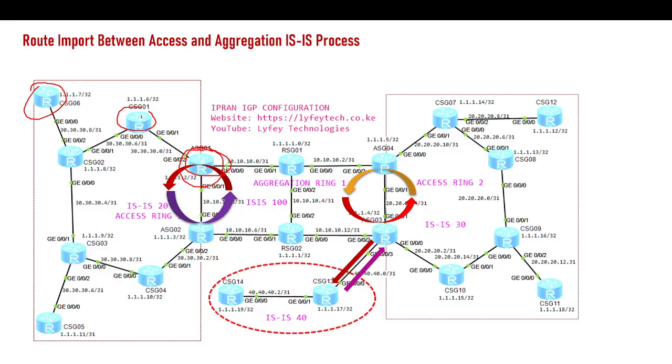And remember, at the end of the day, you will have to configure BGP using the loopback IP from CSG1 to SG1. So that's why we need to perform some route import between the access and aggregation processes. So we'll have to import some routes from ISIS 20 to ISIS 100 and also do the same from ISIS 100 to ISIS 20. Here we do the same. We need to import some routes from ISIS 40 to ISIS 100 and also import some routes from ISIS 100 to 40. This is just to ensure that we have end-to-end connectivity in the network.